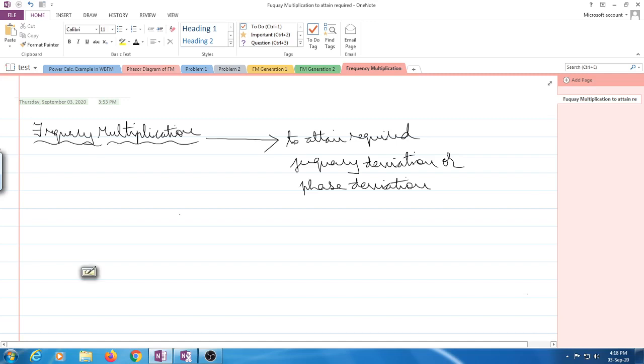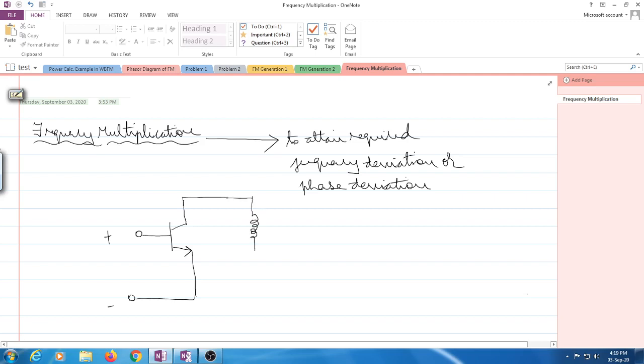So it basically contains a transistor which plays the role of an active element, and in between the base and the emitter of the transistor, the input signal is given, and in between the collector and the emitter, a band pass filter is connected, an LC band pass filter, and across this LC band pass filter the output is taken.